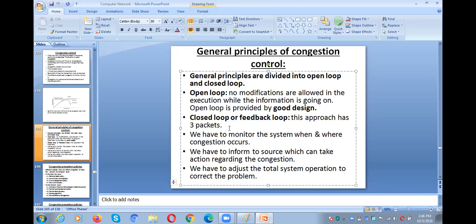What is open loop? What is closed loop? In the case of open loop, while you are constructing the network itself, you need to go for a good network design. No further modifications are allowed. Whereas in closed loop, you need to monitor the entire network from time to time. If any congestion or collision is found, you need to identify it immediately and take corrective measures. You need to adjust the system in order to correct the problem. Okay, that is about closed loop.